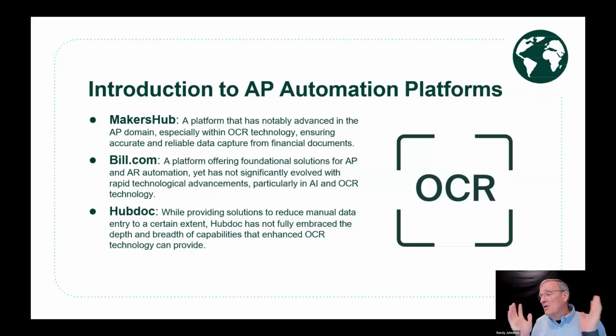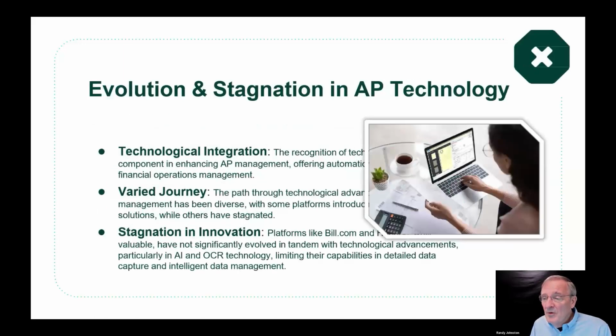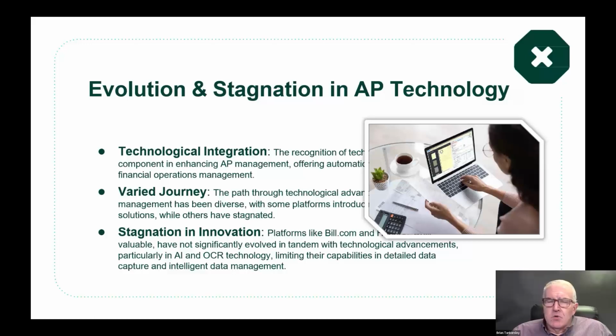And when I look across the 20 or 25 or so AP products that I've reviewed, to my knowledge right now, Makers Hub is the only one that's extended the OCR with AI. And again, the ability to handle this complex stuff at the line level is a big deal. Yeah. Well, super.